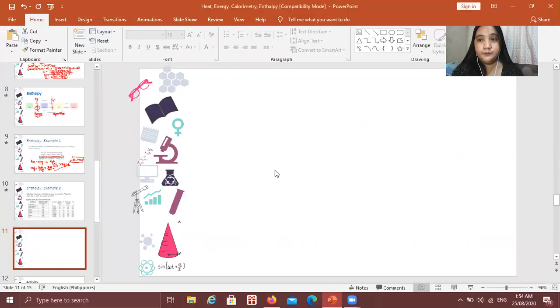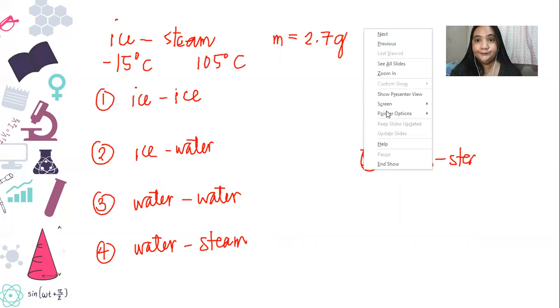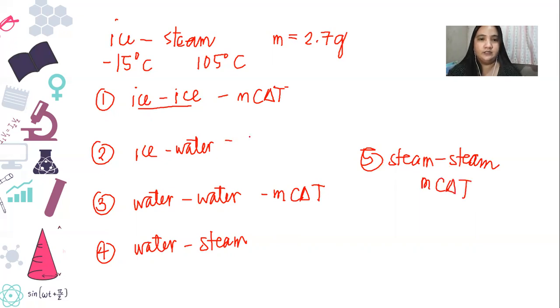Okay, so the last part is steam to steam. And you can see ice, ice, ice, water, water, water, water, steam, steam, steam. When it's the same phase, then you're using the MC delta T formula, because there's just a change in temperature, not a change in phase, okay? And this is ice to water, so this is M delta HF, and this is water to steam, that's M delta HV.